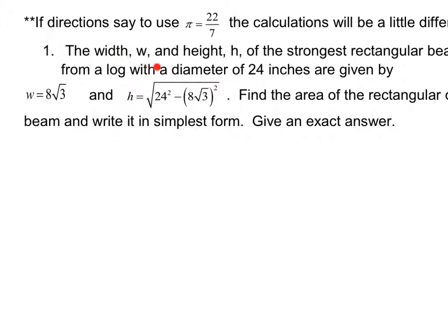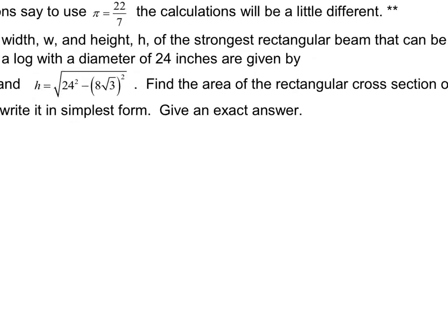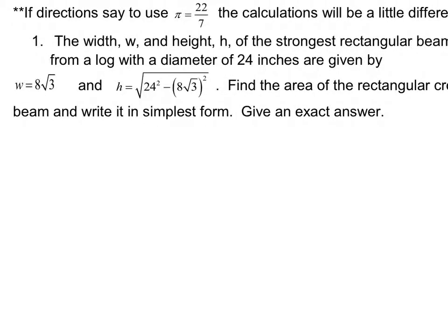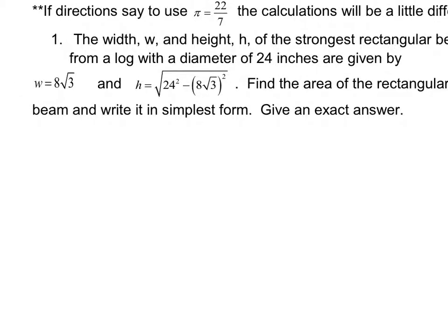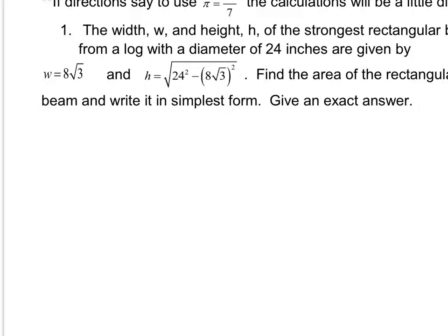It says the width W and the height H of the strongest rectangular beam that can be cut from a log with diameter of 24 inches are given by W equals that, H equals that. Find the area of the rectangular cross section. Well, it's just W times H.